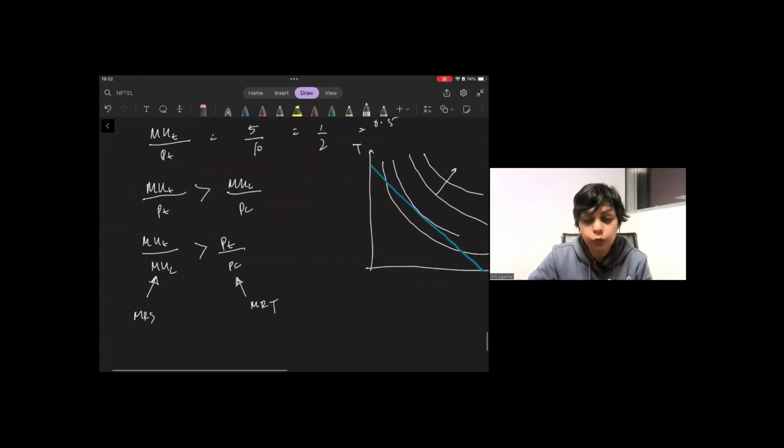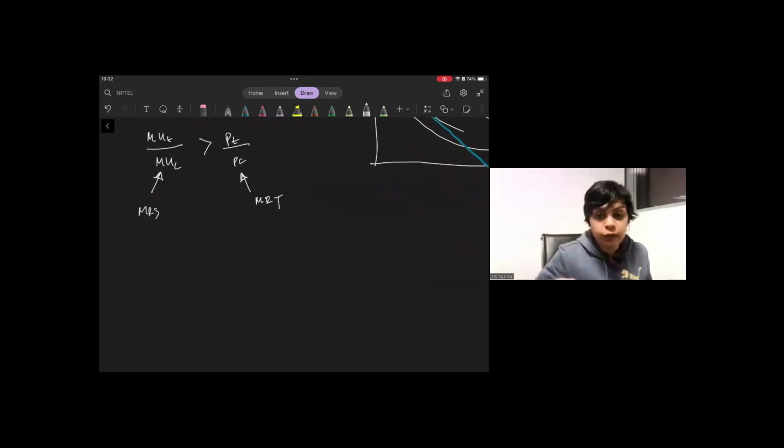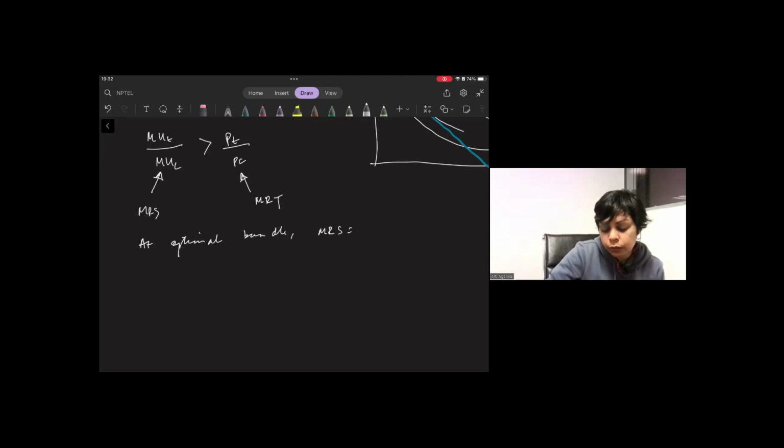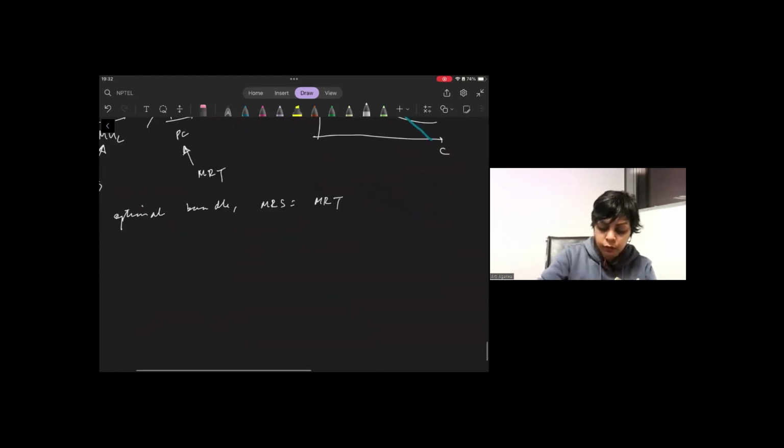What we were talking about was the difference in marginal utility and the price, a comparison between two goods. What we have been doing all throughout this tutorial is, at the optimal bundle, we have been saying MRS is equal to MRT, which is nothing but the slope of the indifference curve and the slope of the budget constraint. That's mathematically speaking. Of course, we know what it means otherwise.